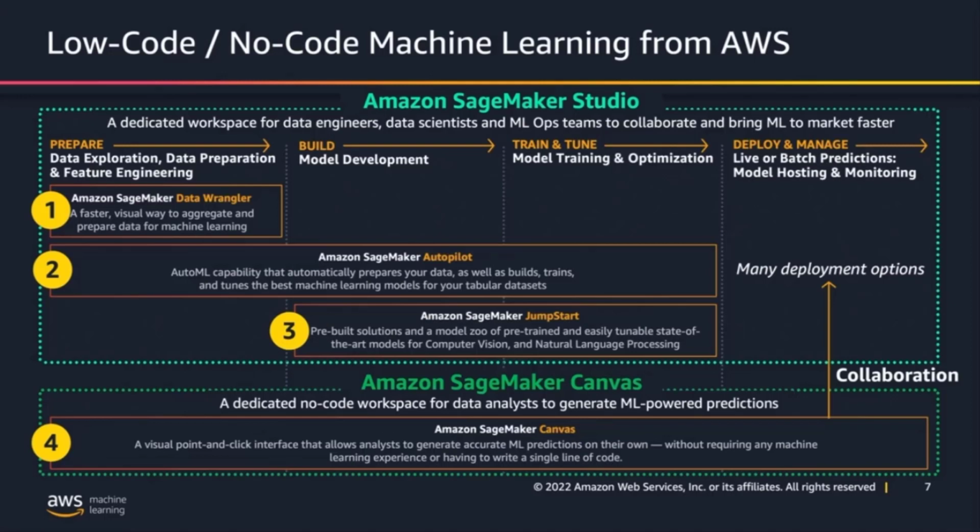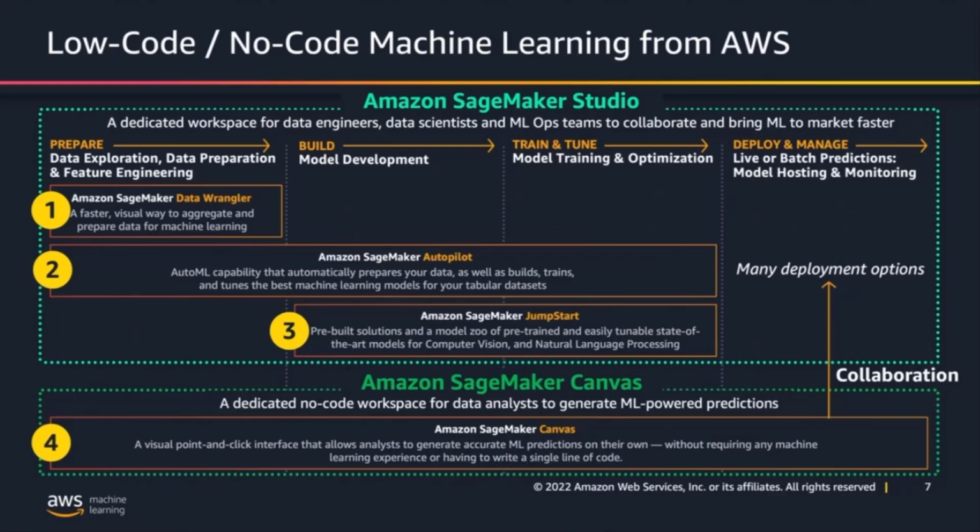So first of all, look at the low-code, no-code machine learning offering from AWS. Three of these capabilities are low-code and available in Amazon SageMaker Studio, and the fourth capability is no-code. So you literally have no option to write any code there.